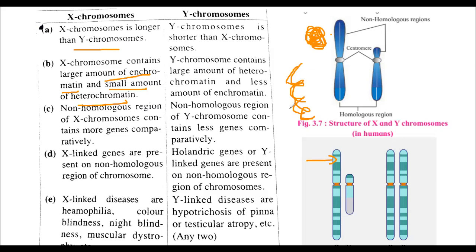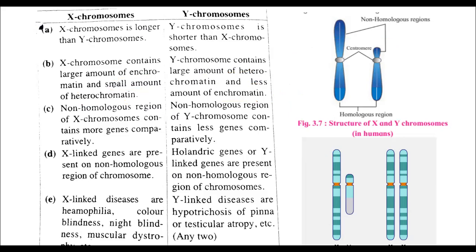So in X, this is more, this is less. In Y, it is opposite. In Y, there is more heterochromatin and less euchromatin. Another way to understand this is that euchromatin has more active genes and heterochromatin has inactive genes.